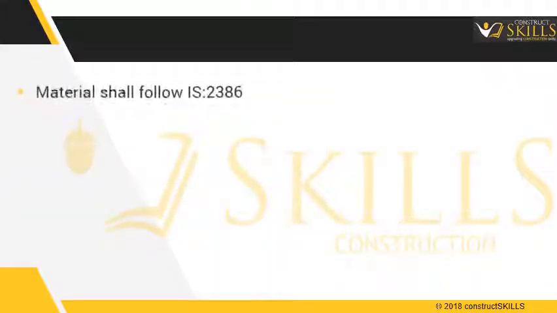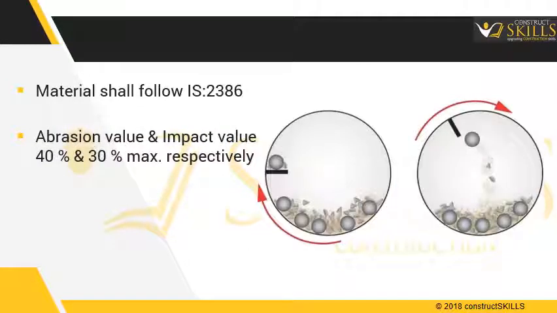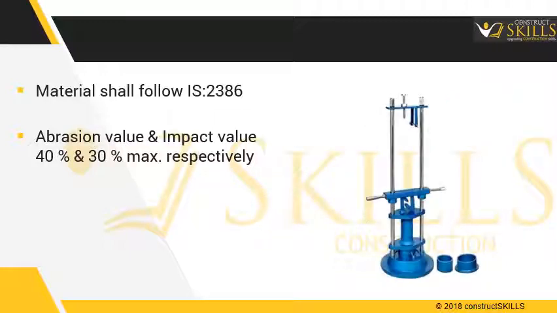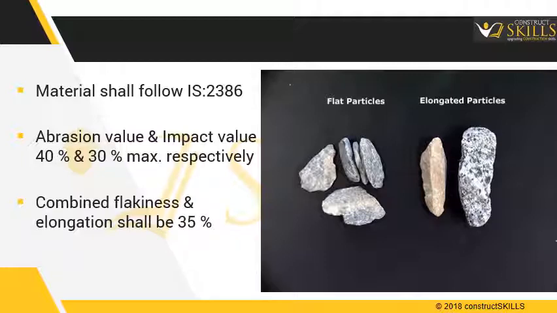The material shall follow IS specification 2386. The abrasion value and the impact value shall be 40% and 30% maximum respectively. The combined flakiness and elongation shall be 35%.